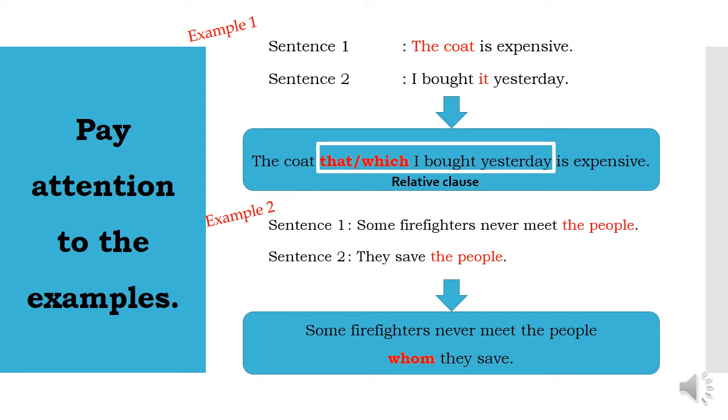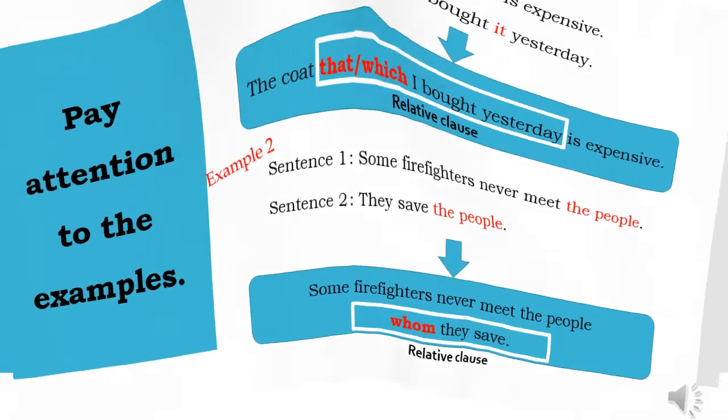So, which one is the relative clause? Relative clause always consists of a connector. The connector here is whom. Therefore, the relative clause is whom they save. Whom they save explained the word before, that is the people. The people here is person, so we use connector whom. Well, let's continue.